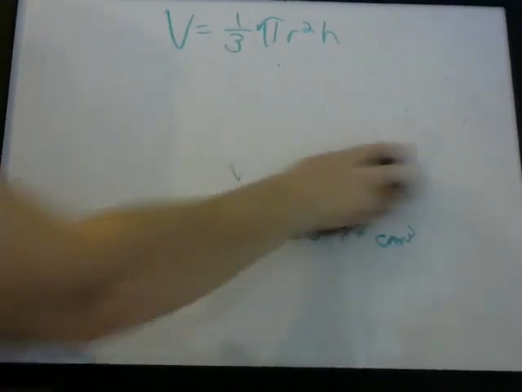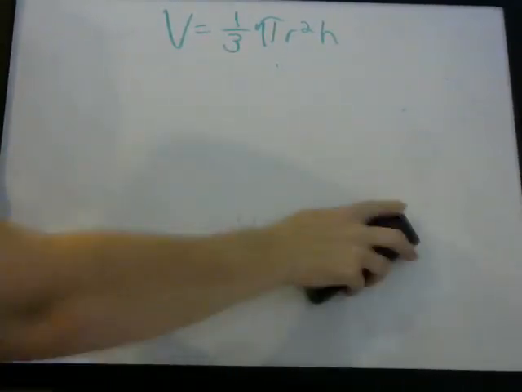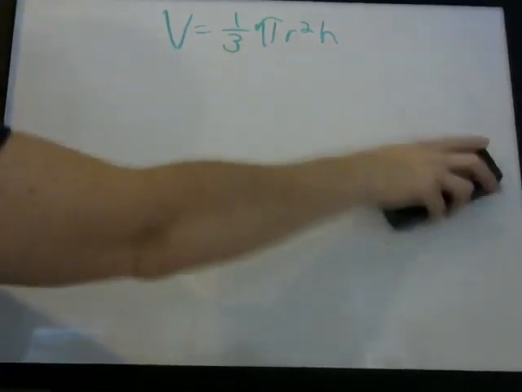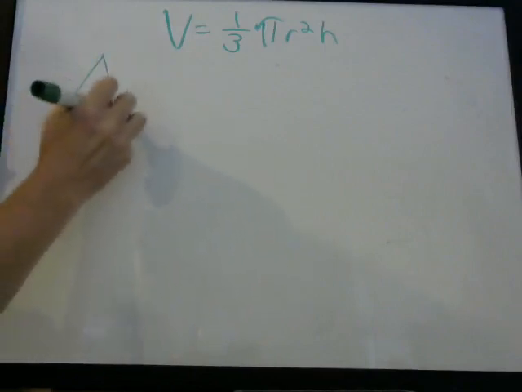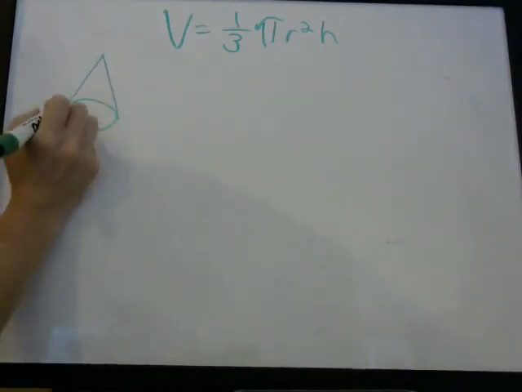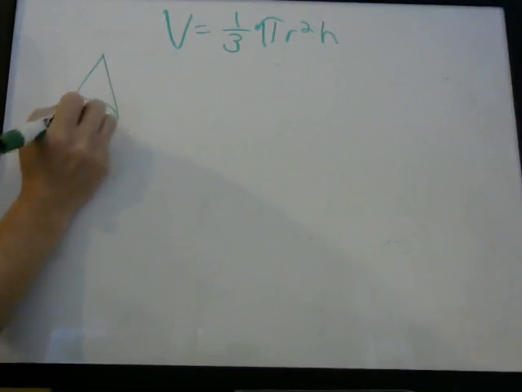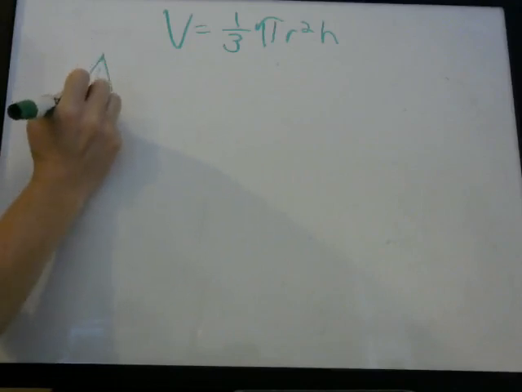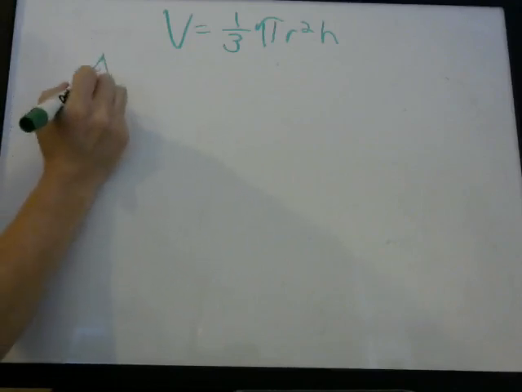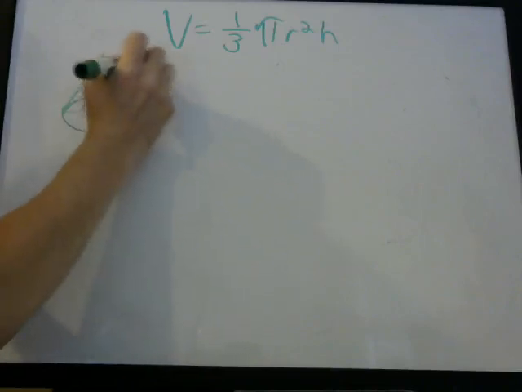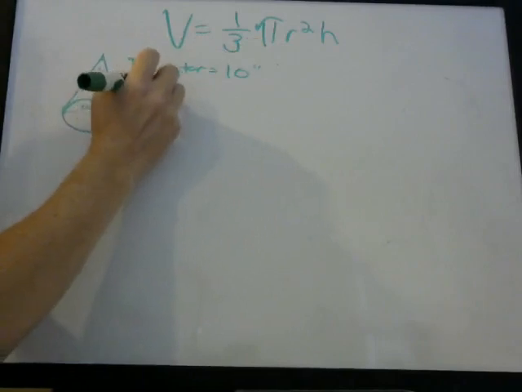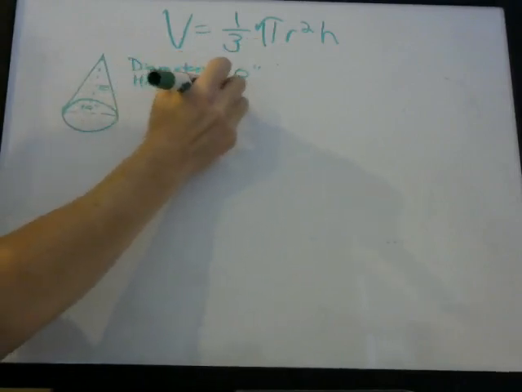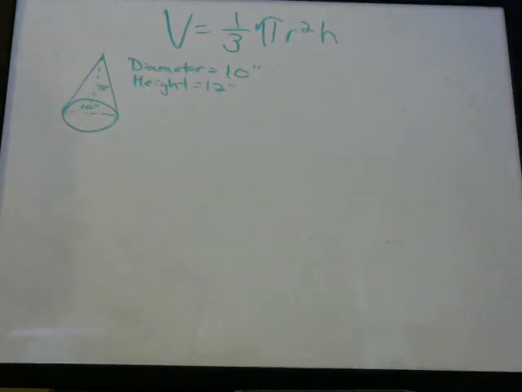So now, remember that we're looking at radius. And so sometimes what they might want to do is trick you by giving you the diameter of a circle. So let's say we have a cone, but they're telling us that the diameter is 10 inches and that the height is 12 inches. So diameter is 10 inches, height 12 inches. So again, to find the volume, we just plug that in.